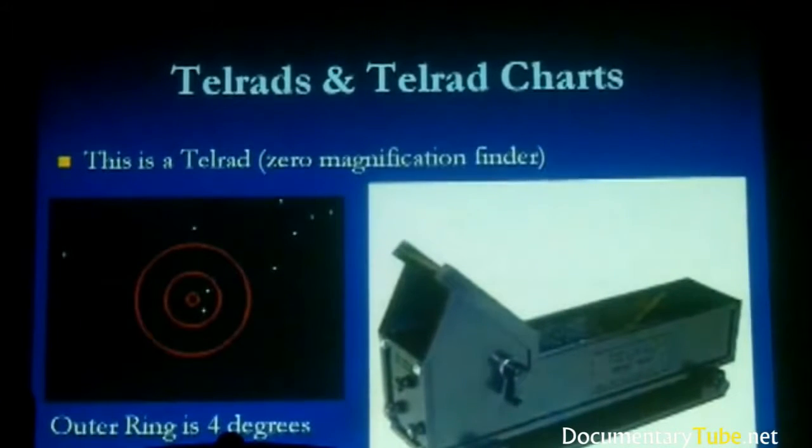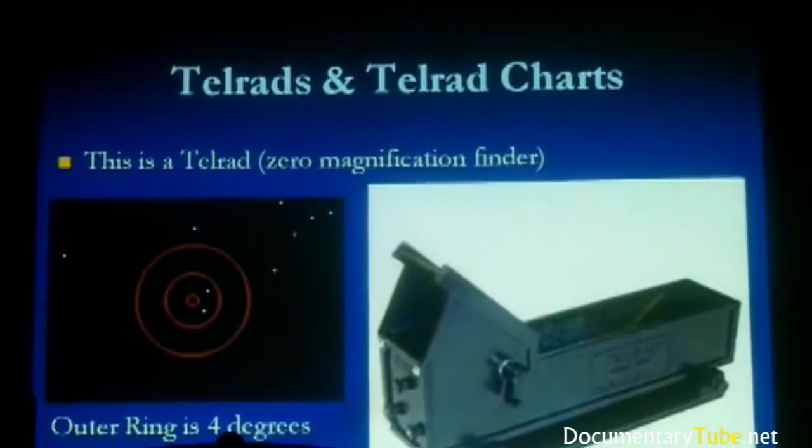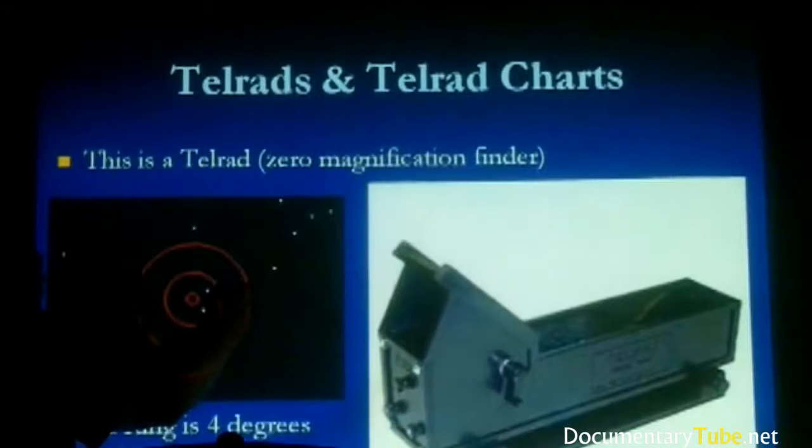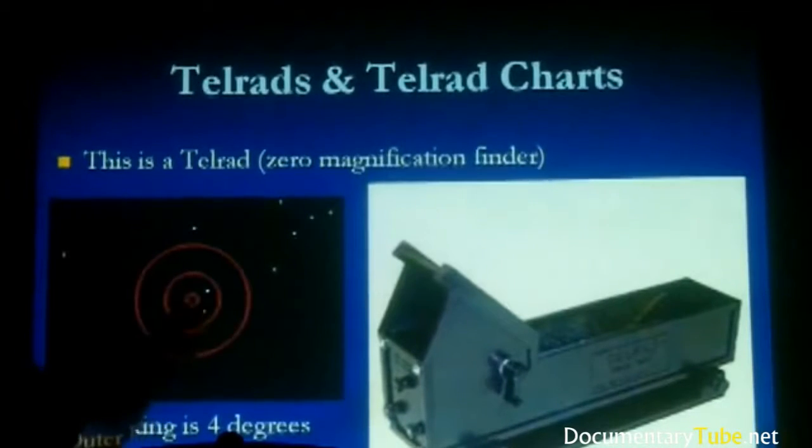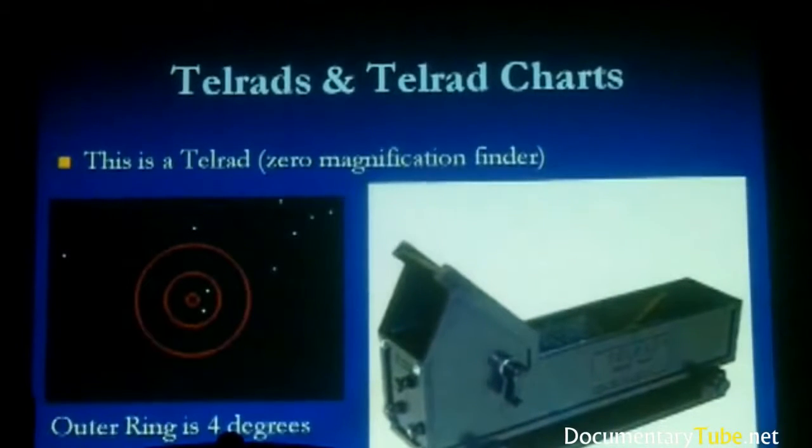And those are not just randomly chosen sizes. These are very, very specific sizes. The outer ring is 4 degrees. The inner ring is 2 degrees, and that little tiny one in the middle is ½ a degree.